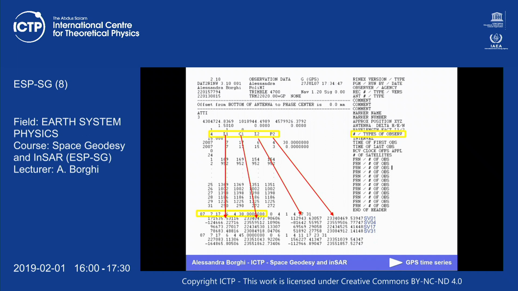This is, for instance, a RINX file, so it's an ASCII file. Sorry, the people are talking.